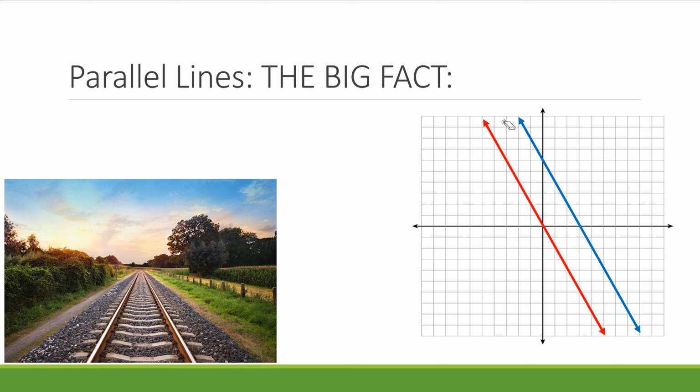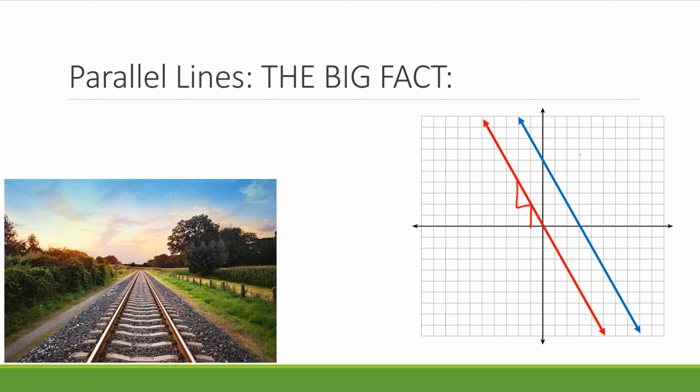Let's look at these lines. Do you notice anything similar about them? We just talked about slope-intercept form, so let's see. Do they have the same y-intercept? No, they have very different y-intercepts. This guy intersects here, this guy intersects here. How about x-intercepts? Do they have the same one? No, they intersect the x-axis in different places. But, oh man, look at this.